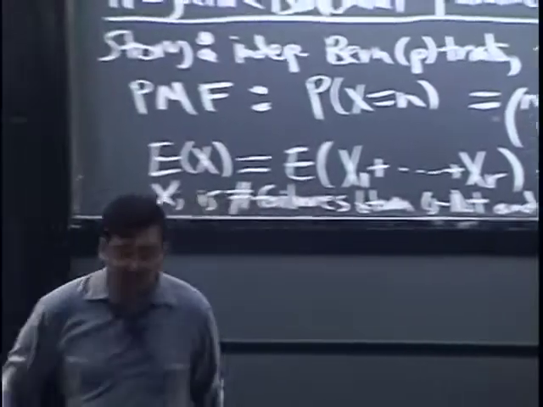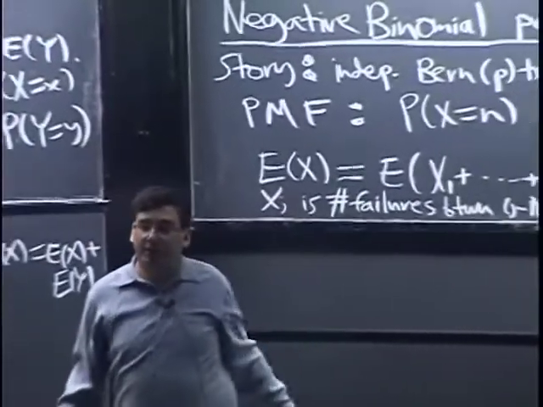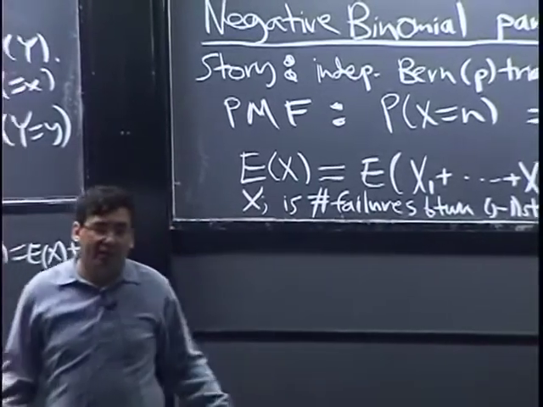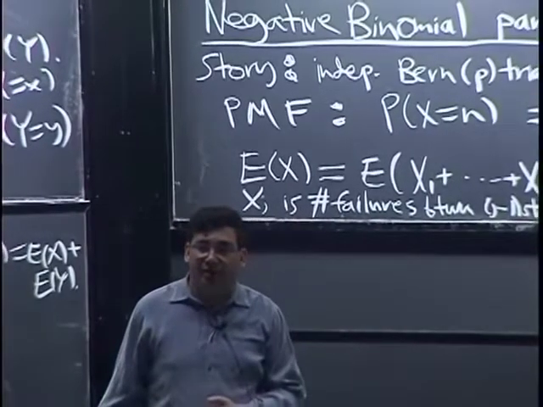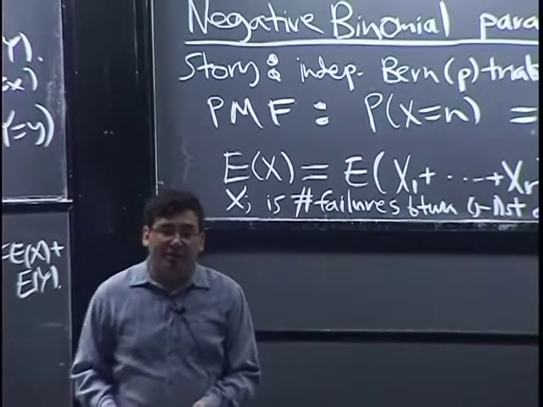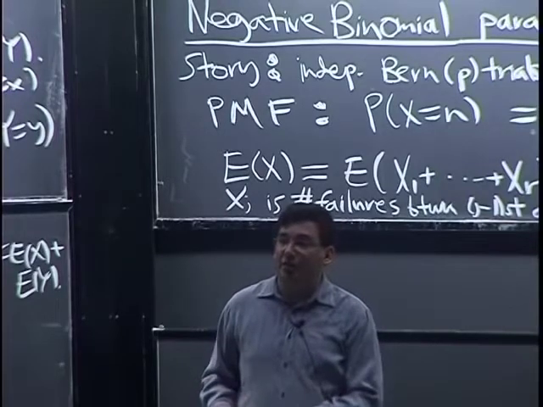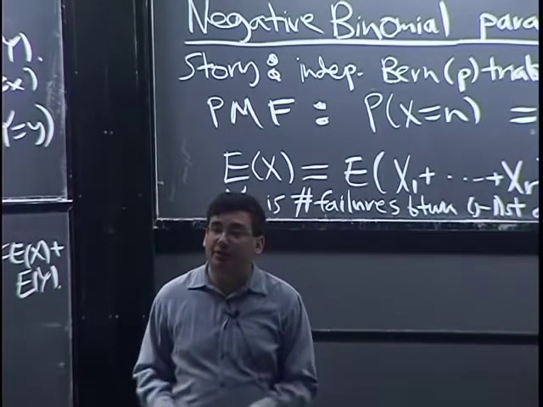And I want to just mention that you do have to be careful about conventions, both for the geometric and the negative binomial. Some books start the geometric at 1, which would mean you're counting the success, and we are starting it at 0. Both conventions are common, starting at 0 or starting at 1. They're both very common in the literature.